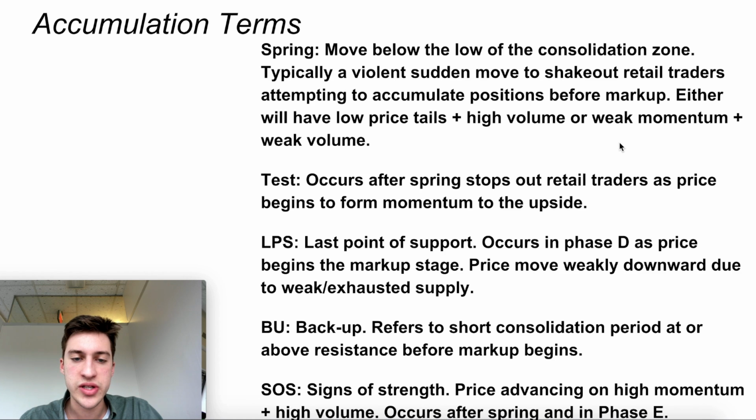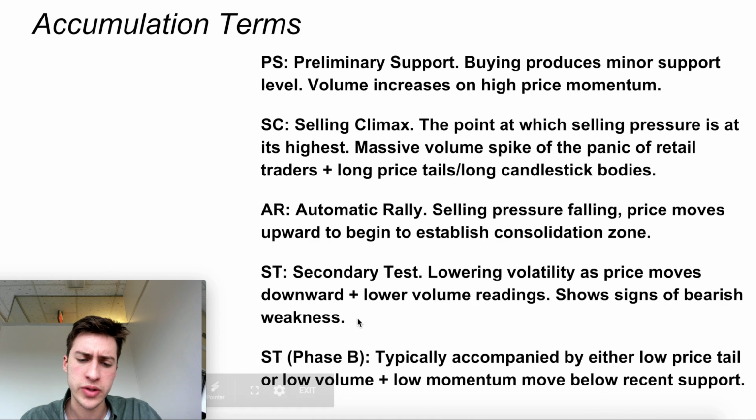So we should see when this spring occurs, again, either very low price tails as price rejects those lower levels, or low price tails with high volume. So it's going to be showing that a lot of retail traders are getting stopped. Or the other method that this could also occur is kind of just what we talked about for ST phase B, where we get that low volume and low momentum move below recent support. And that would look like this.